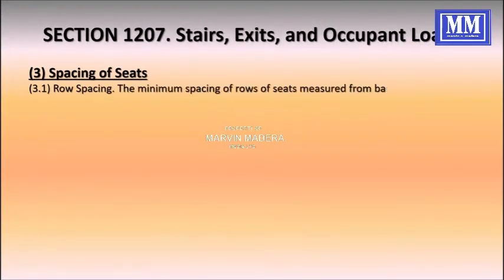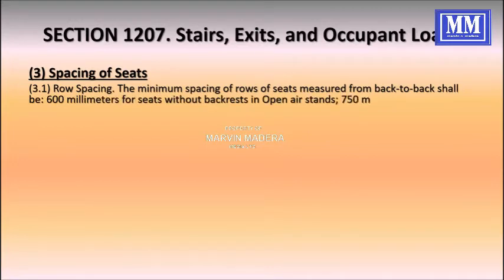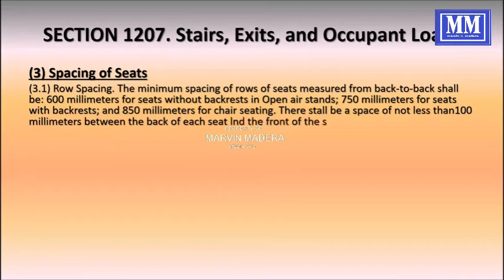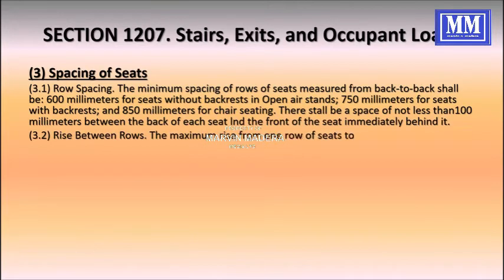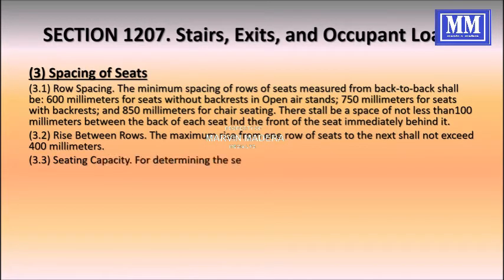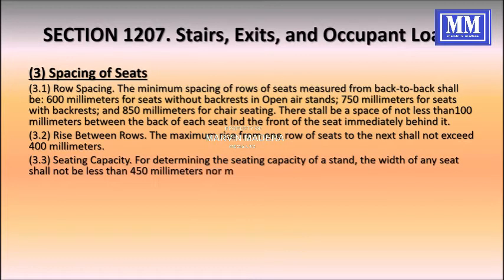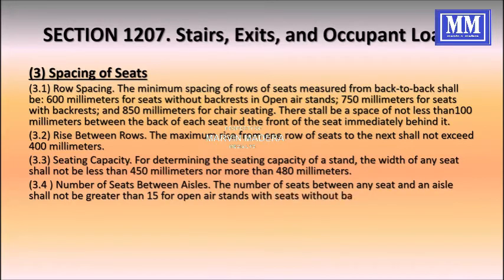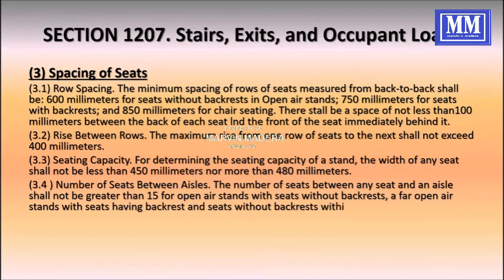Spacing of seats. Row spacing. The minimum spacing of rows of seats measured from back to back shall be 600 millimeters for seats without backrest in an open air stand, 750 millimeters for seats with backrest, and 850 millimeters for chair seating. There shall be a space of not less than 100 millimeters between the back of each seat and the front of the seat immediately behind it.